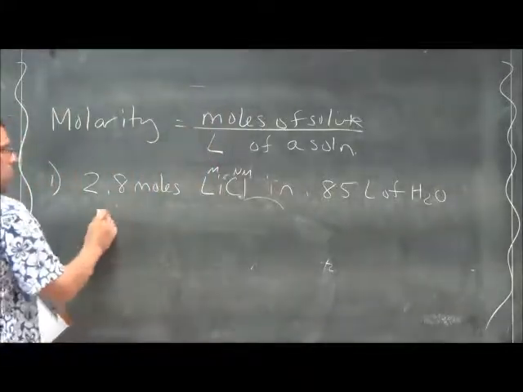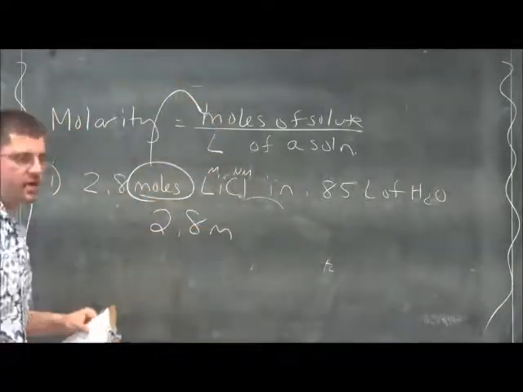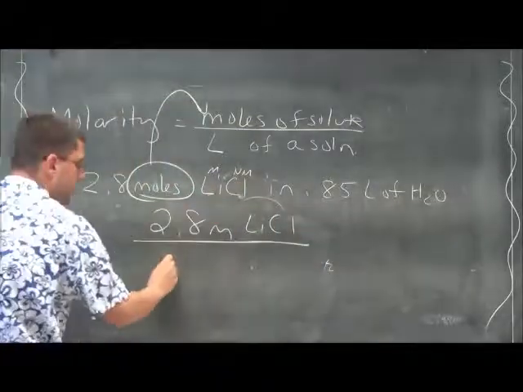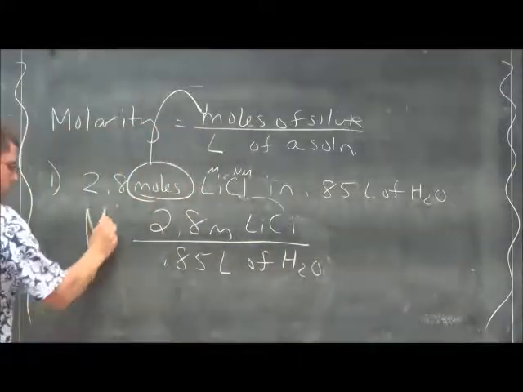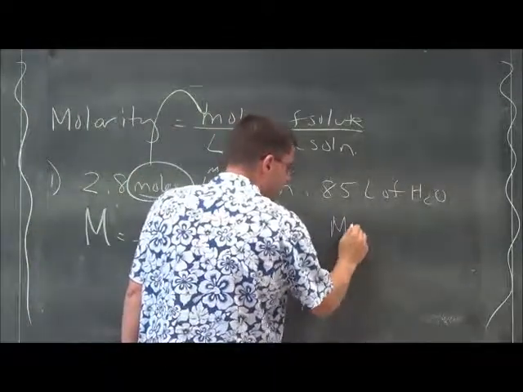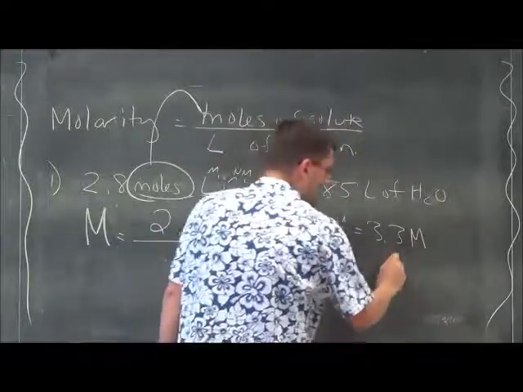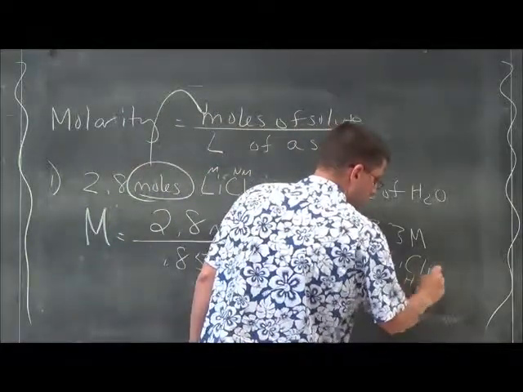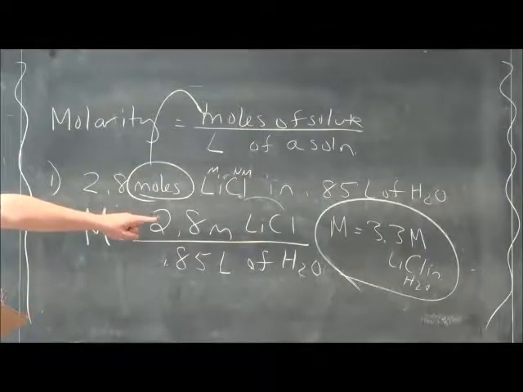So let's do the problem. Here we go. You're given 2.8 moles. You're given moles already, so right away you can go right to that. Simple. 2.8 moles of LiCl divided by 0.85 liters of water. Okay, this is molarity. Say 2.8 divided by 0.85, the molarity, when you divide it, is 3.3 molar of lithium chloride in water. There's your final answer: 3.3 molar lithium chloride in water.